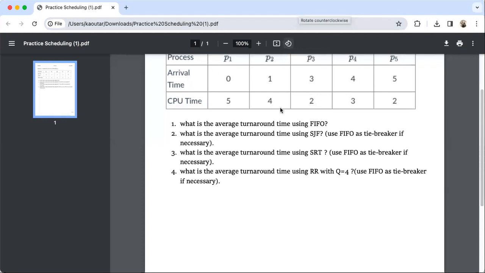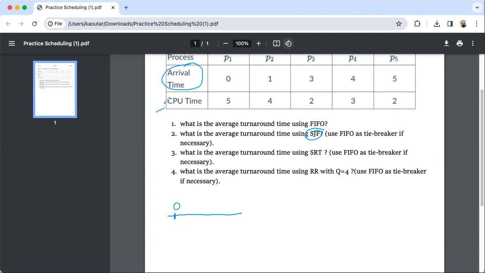Okay, so the next scheduling algorithm is the shortest job first. And again, this is a non-preemptive algorithm. So we start at time 0, right? And at time 0, shortest job first is about picking the shortest next burst time, right? However, you need to pay attention again to the arrival time.